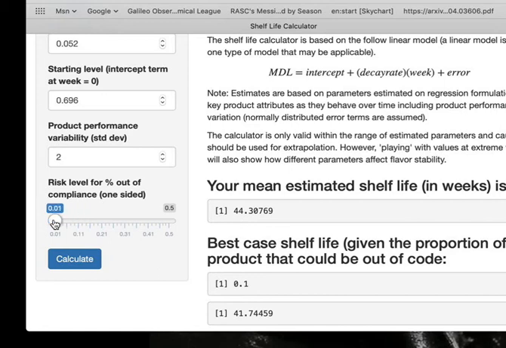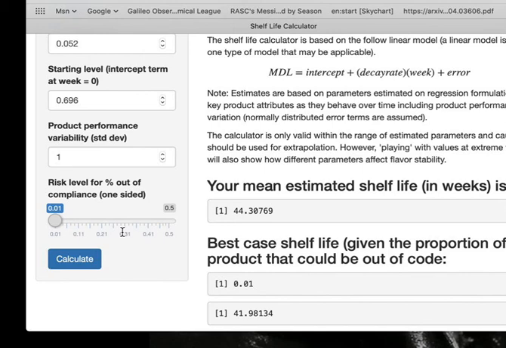You can move this down to 1% and recalculate, and you can see that even then you have to reduce your shelf life more. If you want a little more robustness in your estimates, you have to work on variability. So if we reduce this variability by 50% and recalculate, you can see that the estimated shelf life will be coming up a little bit on the lower end as well. So again, you can do a lot of what-if scenarios here.